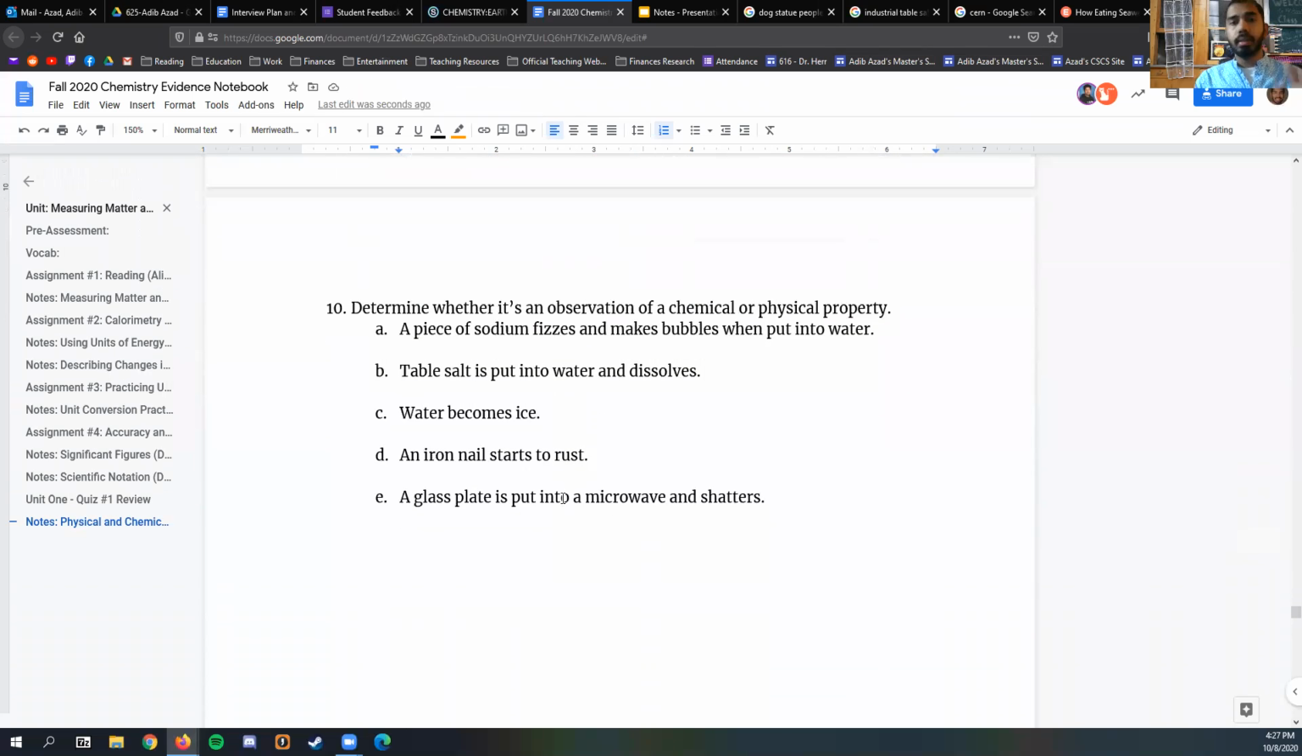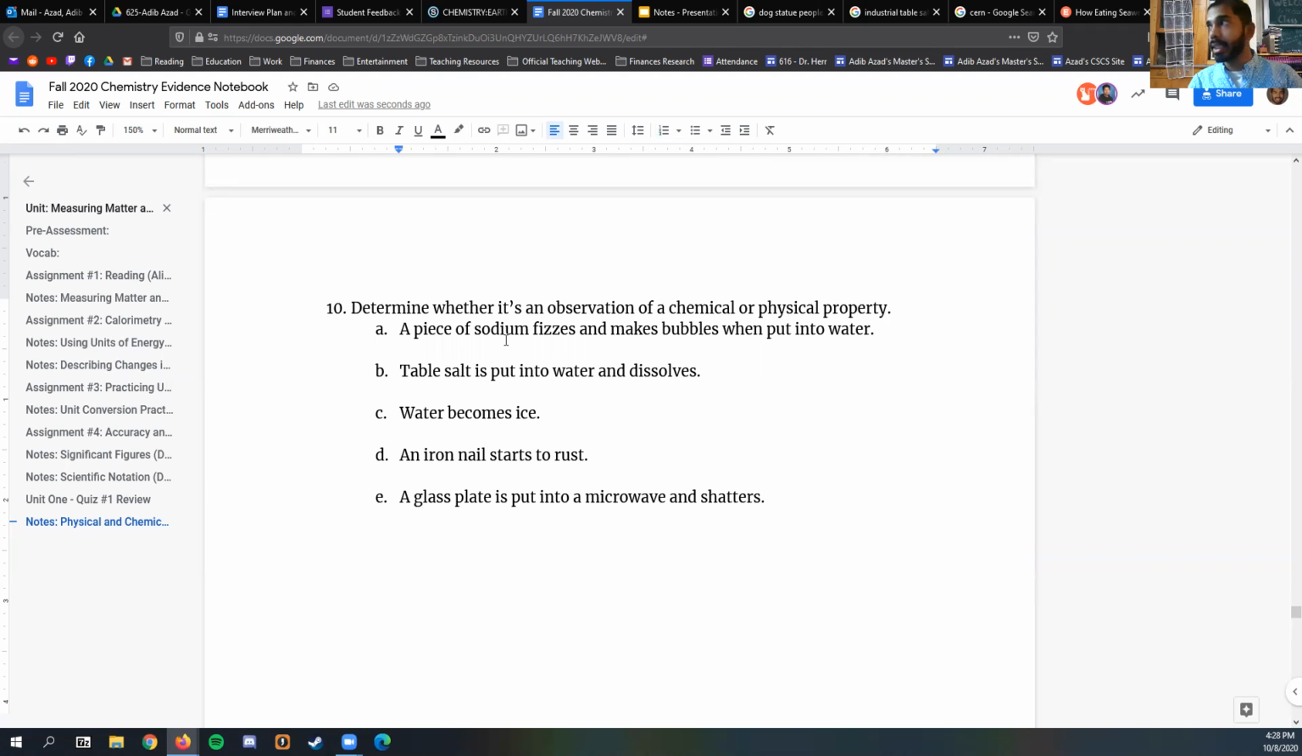And so for number 10, we're going to just go through and list whether or not these are chemical or physical properties. If you want to do it yourself and just wait for me, I'm going to do a countdown for 5 seconds. And as I'm counting down, just pause the video, attempt it yourself, and we'll go through and answer it. So 5, 4, 3, 2, 1, done. All right, let's go through each of these.